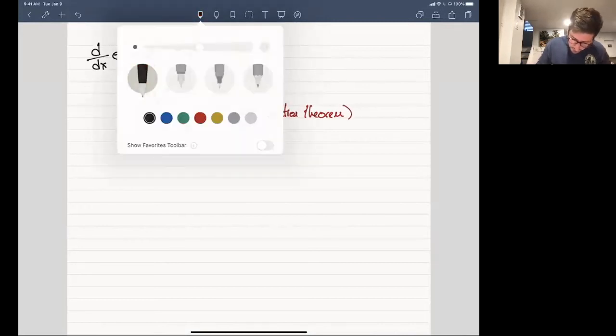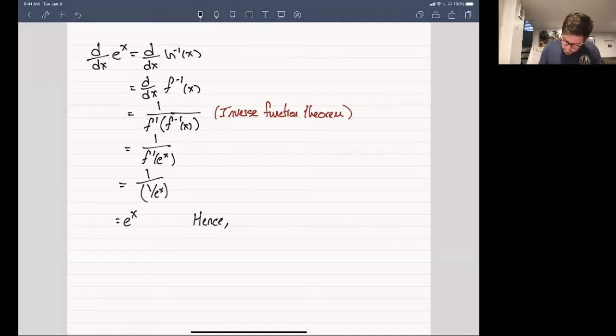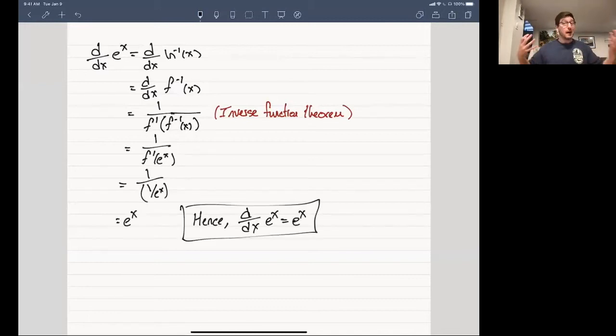And now we can start filling in the gaps. So f inverse, again, this is just e to the x. And the original function was the logarithm. So we know the derivative is 1 over x. So we get 1 over e to the x. This is a composition, 1 over x composed with e to the x, which gives us e to the x. Hence, we get exactly what we probably already knew, especially because I've used it in this class before. But now we have a proof. Now we know for sure that this is correct.